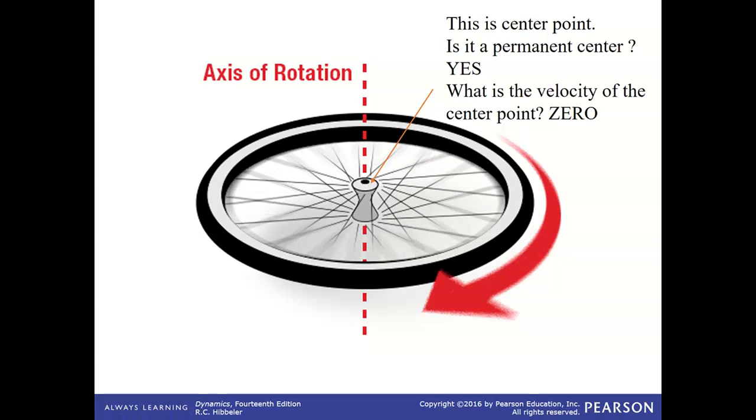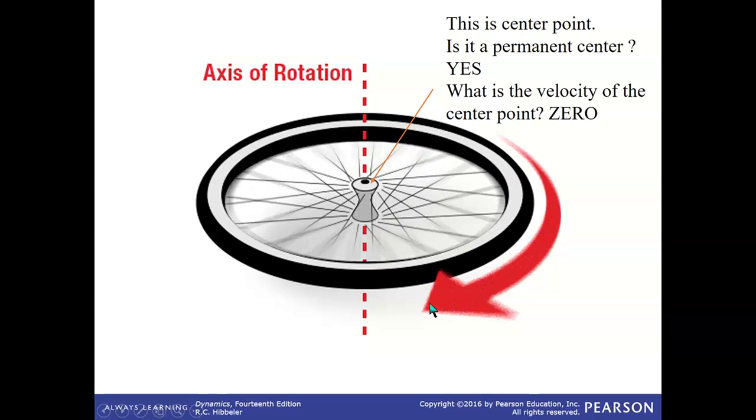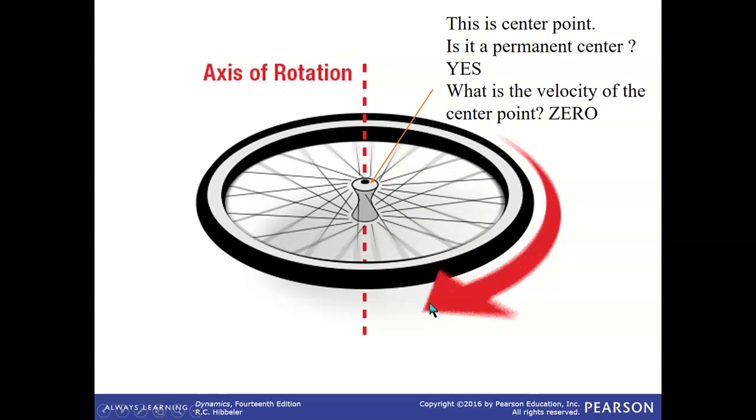Then I ask you the next question. What is the direction vector for this angular velocity? The angular velocity of the wheel is clockwise. You can apply the right hand rule and determine the positive direction for this angular velocity.